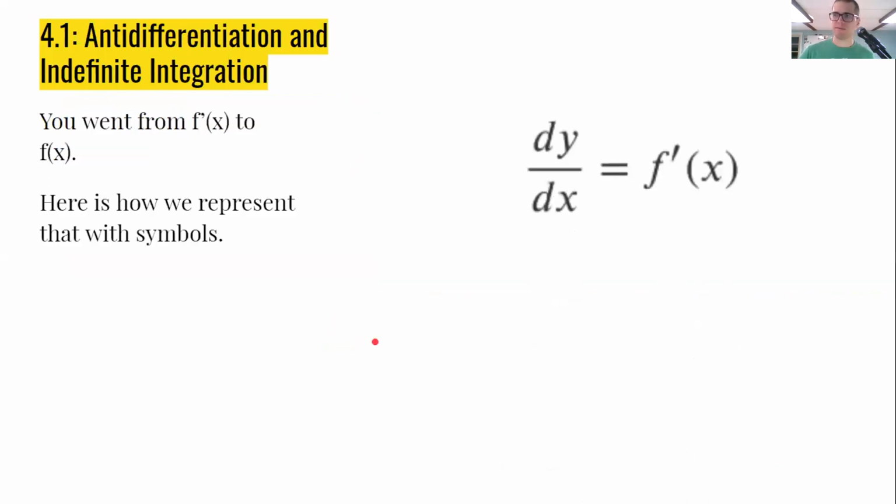So you went from f prime of x to f of x. Here's how we represent that with symbols. Now, I don't need you to fully follow what's going on with the symbols right now. What I need you to do is just listen, pay attention, and do your best. This part isn't required for what we're doing today, but it's going to inform what's going on next. All righty?